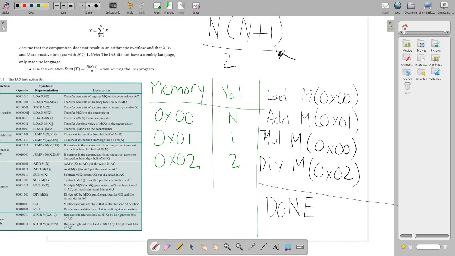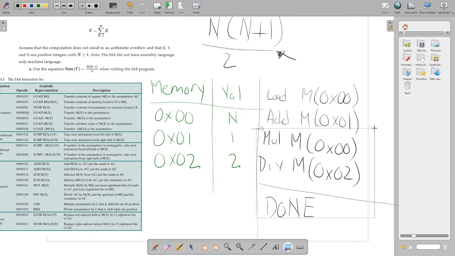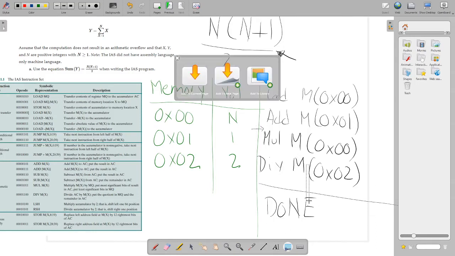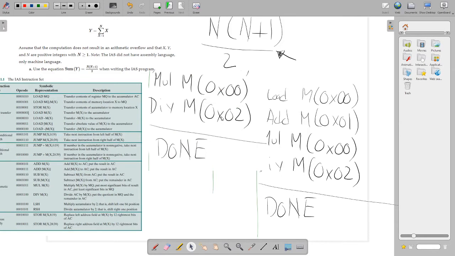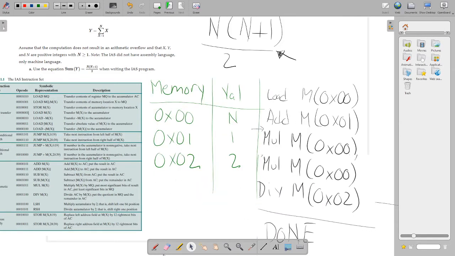So I should have done something here. Let me see if I can move it down. MQ is like the accumulator. It's specifically for this machine. I hope I can move this down. Load MQ MX. Yeah, add to current page. Good enough, I guess. You have to store m of x first.